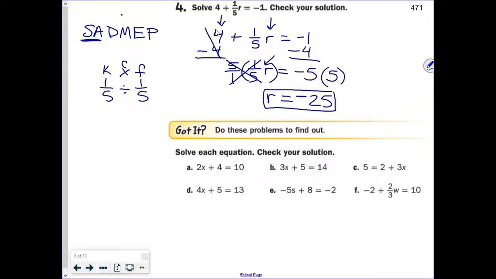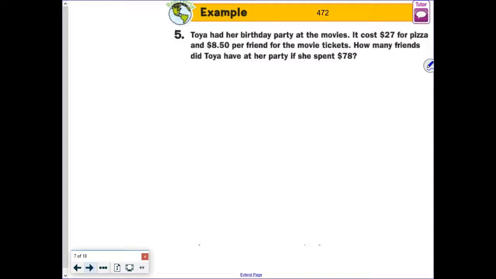You will see that there are 6 letter problems here on page 471. On page 472, it says, Toya had her birthday party at the movies. It costs $27 for pizza and $8.50 per friend for the movie tickets. How many friends did Toya have at her party if she spent $78?